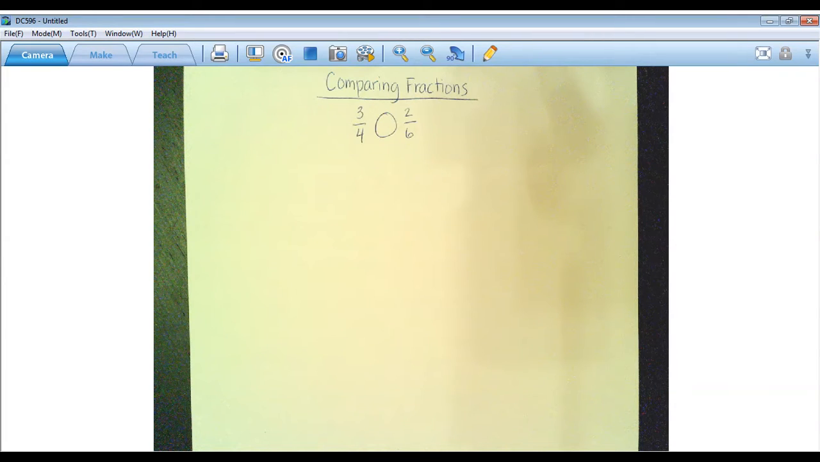Hi guys, today we're going to talk about comparing fractions. We're going to look at 3 different ways to compare these two fractions to find out which one is greater, which one is less, or if they are equal.